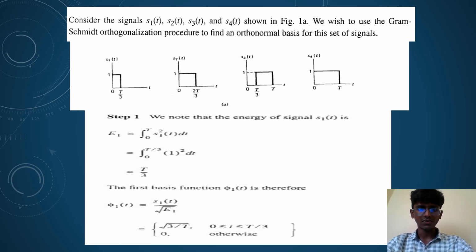Consider the signals s1 of t, s2 of t, s3 of t, and s4 of t. We are considering four signals as shown in the PPT presentation. We wish to use the Gram-Schmidt orthogonalization procedure to find the orthogonal basis for this set of signals. As we know, the process includes two steps.